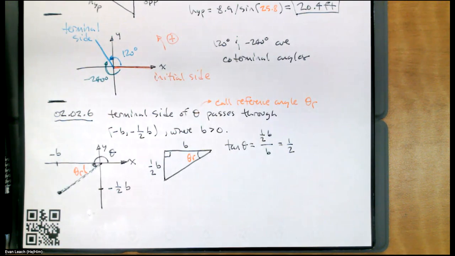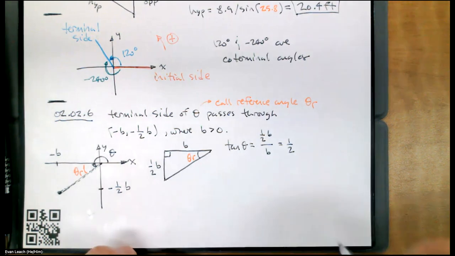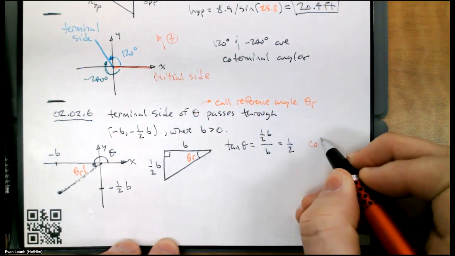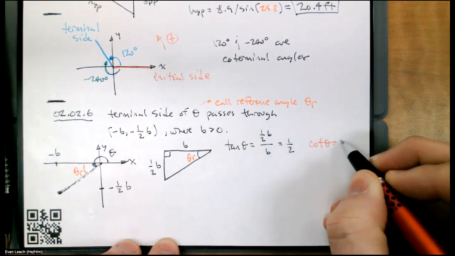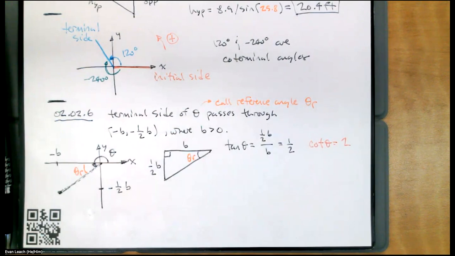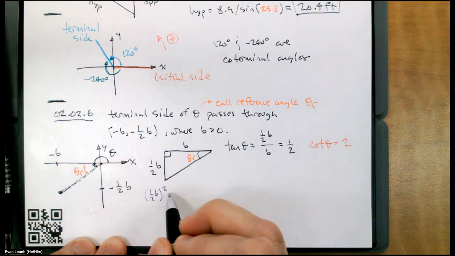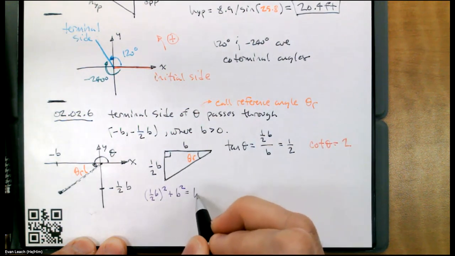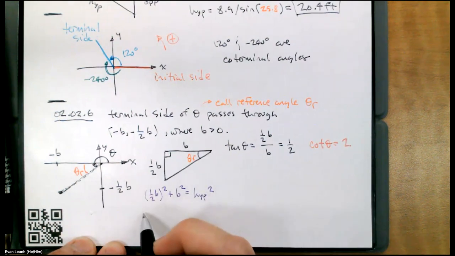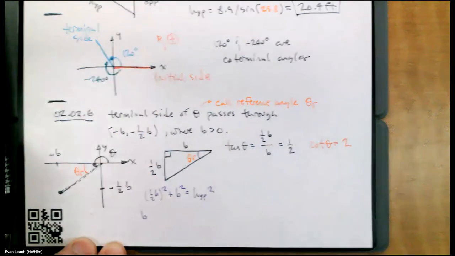We can also get cotangent because they want all 6. So cotangent of theta, we just have to flip this over, 2 over 1. For sine and cosine, we're going to need to know what the hypotenuse is. So it's a good thing that all of our previous problems reminded us of the Pythagorean theorem. So I'm going to do 1/2 b squared plus b squared is equal to hypotenuse squared. So the hypotenuse, I spelled h wrong.